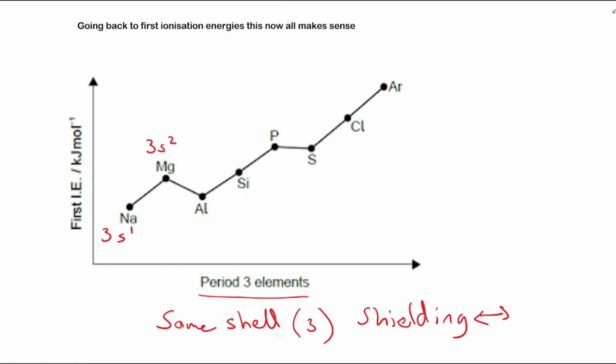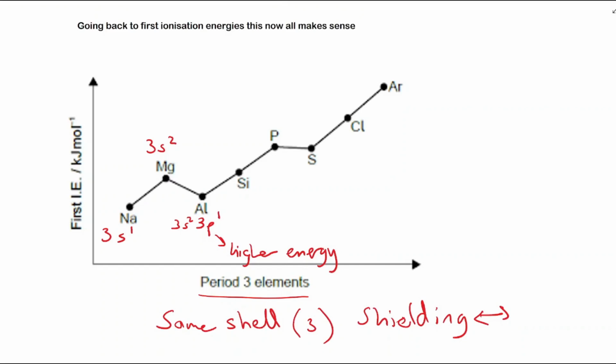Aluminium drops. When aluminium drops, we have 3s2, 3p1. Now that p orbital is slightly higher energy. So here, this is higher energy. And because it's slightly higher energy, it's easier to lose that electron. That's what caused the drop. So although the nuclear charge has increased, it has got one more proton, this slightly higher energy is a bigger factor than the increase in the positive charge of the nucleus. And so that's what causes this drop.